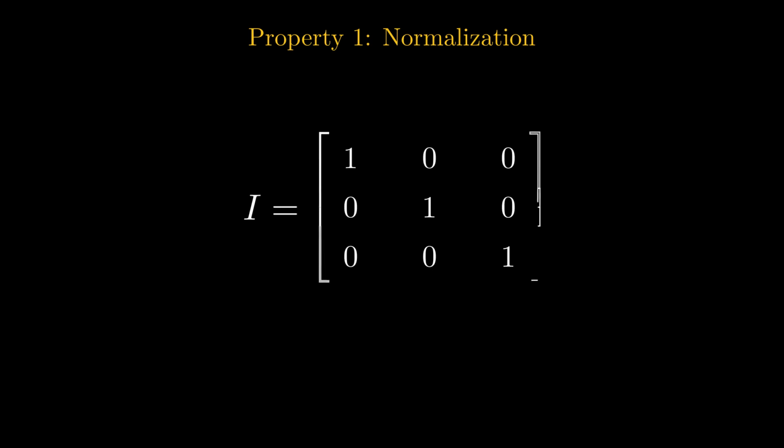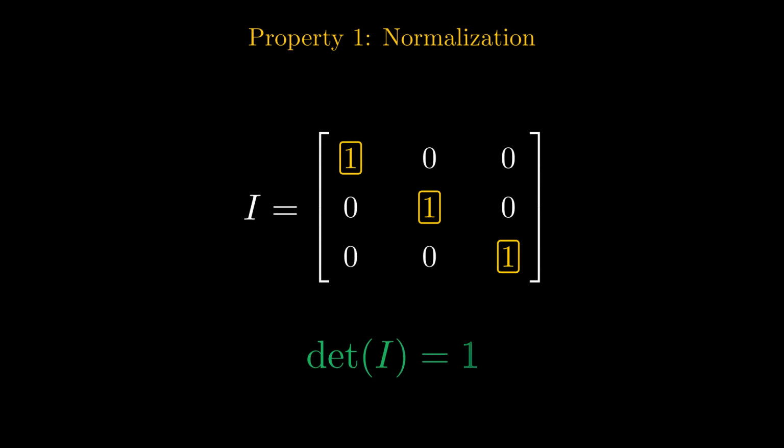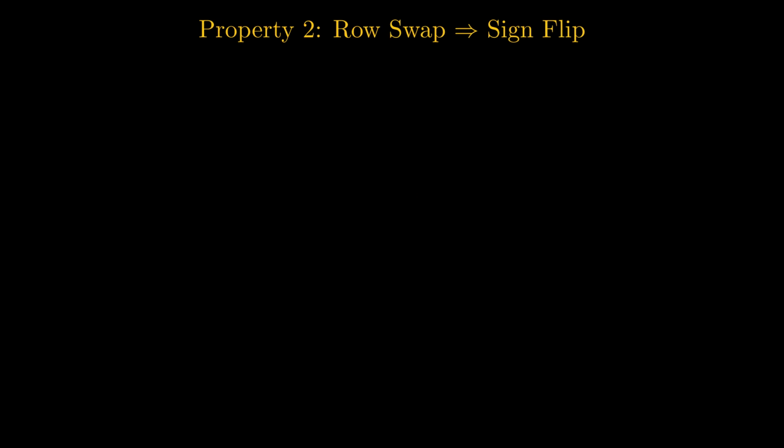Property 1, normalization: the determinant of the identity matrix equals 1. This is our starting point, since we need at least one known value to build everything else. The identity matrix, shown here as a 3 by 3 matrix with 1s on the diagonal and 0s everywhere else, represents doing nothing to space, so its determinant should be the neutral multiplicative value, 1. The determinant of I equals 1. Simple, but essential. Property 2, swapping 2 rows of a matrix flips the sign of its determinant.